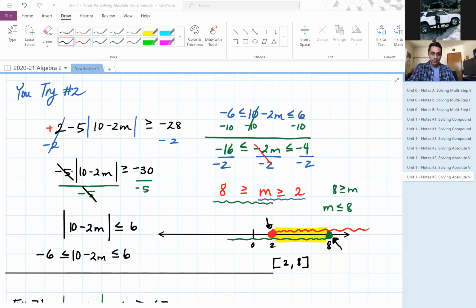All right. Any questions regarding the number 2 problem? You tried number 2. All right. So then on your Nearpod, go ahead and give yourself a score.